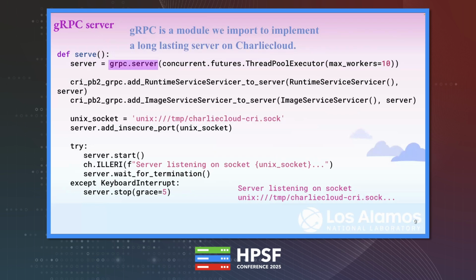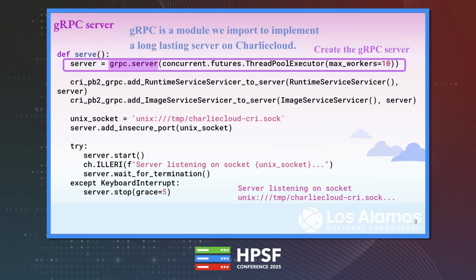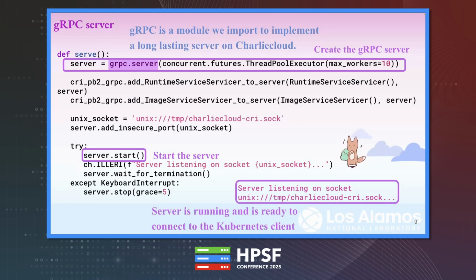The gRPC module was important to implement a long-lasting server on CharliecLoud. Here we create the gRPC server. Here we start the server, and now we can see that the server is running, and it is ready to connect to a Kubernetes client.